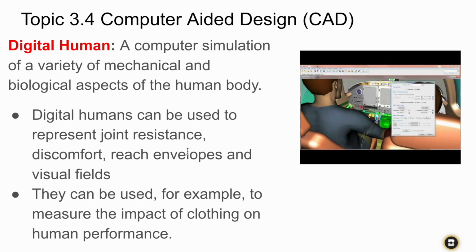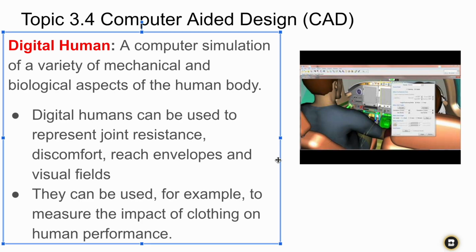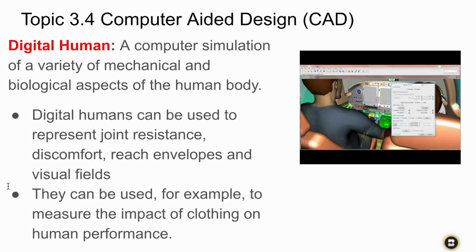All right, we can talk about a digital human. A digital human is a computer simulation of a variety of mechanical and biological aspects of the human body. Digital humans can be used to present joint resistance, discomfort, reach envelopes, and vision fields. They can be used, for example, to measure the impact of clothing on human performance. Here's a digital human in a cockpit, and if you watch this video, it allows you to see how that person can fit into that space.